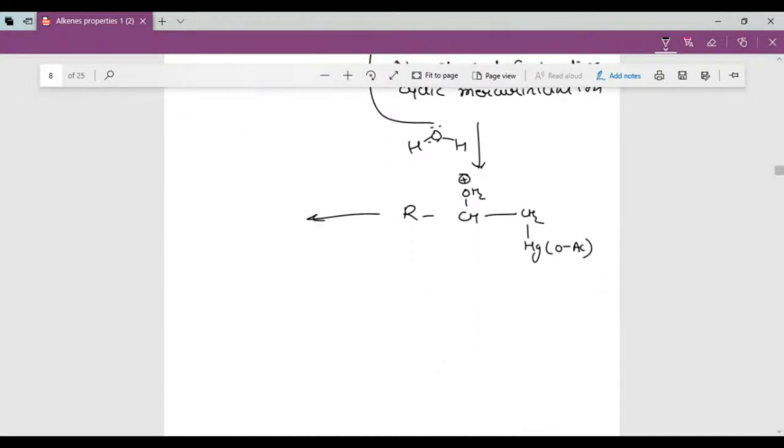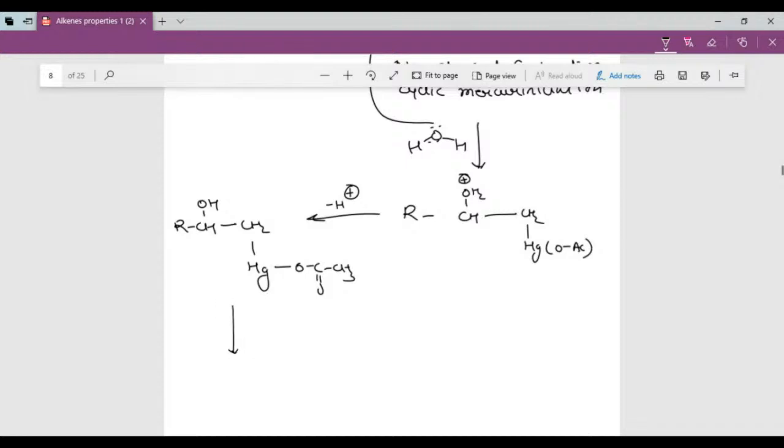Correct? This will lose H plus and I will have RCHOH-CH2-HgOCO-CH3. Now our main purpose in the last step is to remove this mercury. Till here what we have done is we have added mercury on one side and OH on the other side. So it is called oxymercuration.